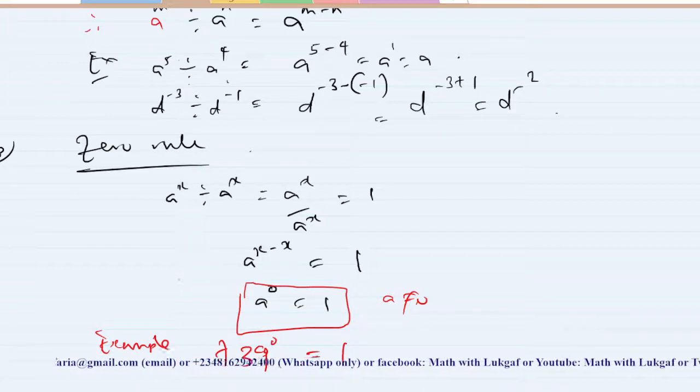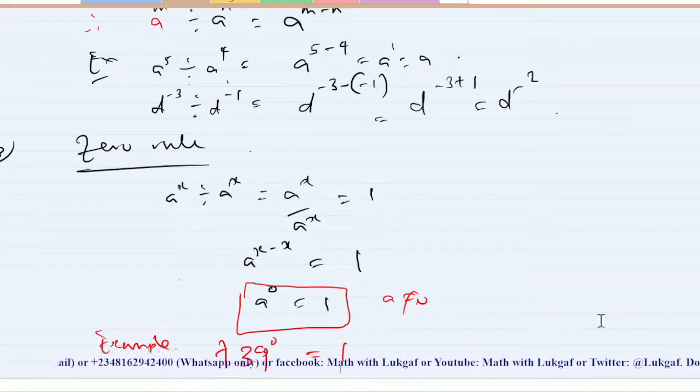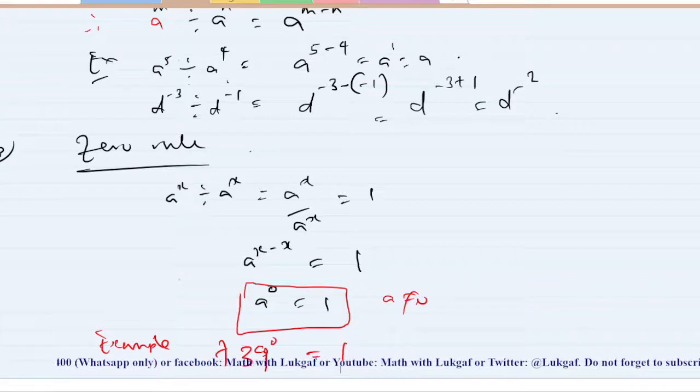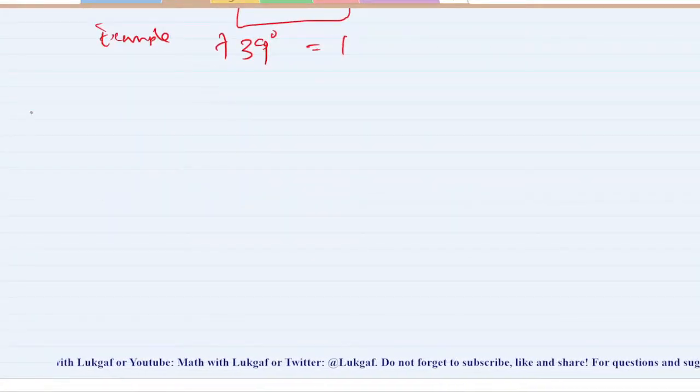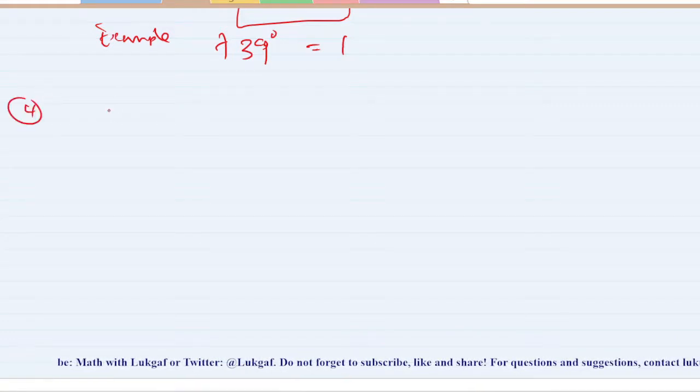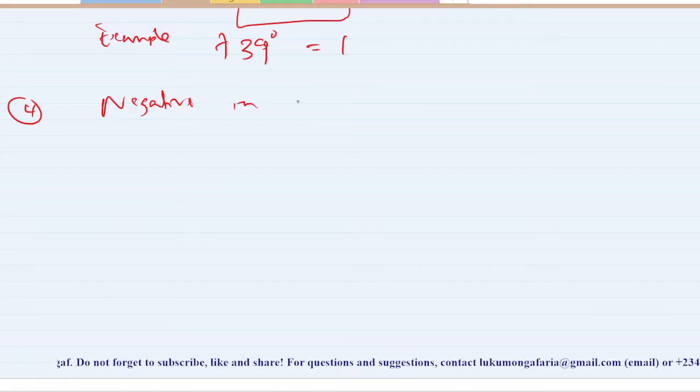You are going to have 1. If you have a number raised to power 0, then we are going to have 1. You can try that out. So the next rule I'm going to cover in this video is the negative index.